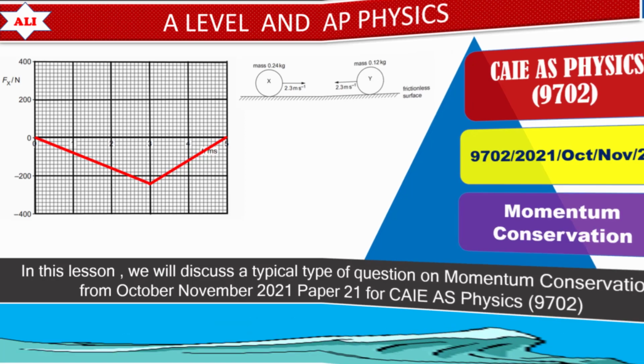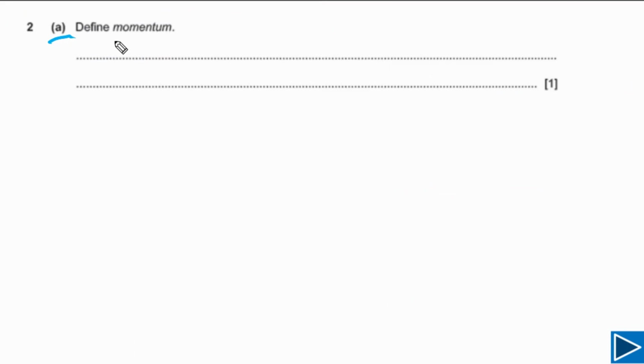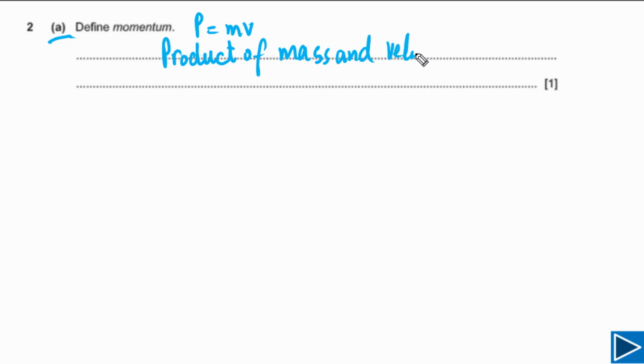this type of problems. For part A, simply we need to define what is momentum. And simply you can remember this one. Momentum p is equal to mv. So in your answer, you have to write down the product of mass and velocity, not the product of mass and speed. So momentum is simply product of mass and velocity. Momentum is a vector, so you have to write down product of mass and velocity, not speed. And this question has 1 mark and this is B mark. It simply means that this has to be in your answer.